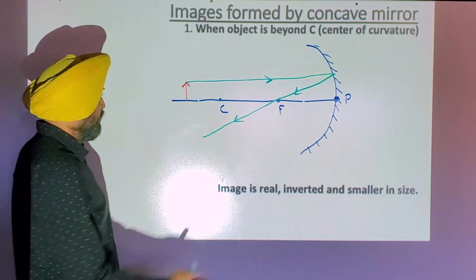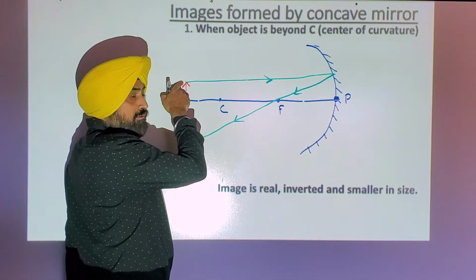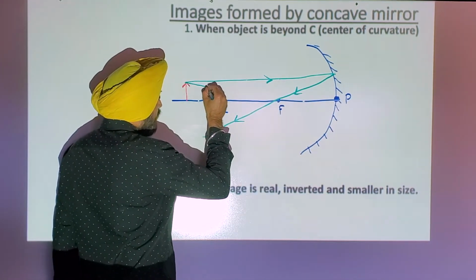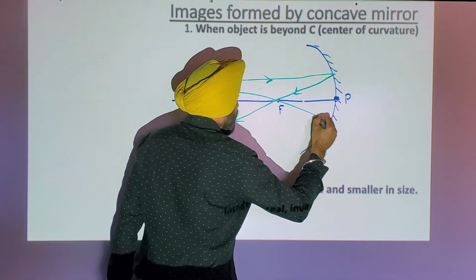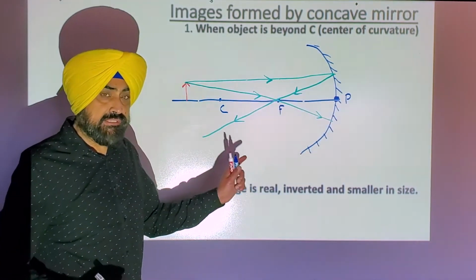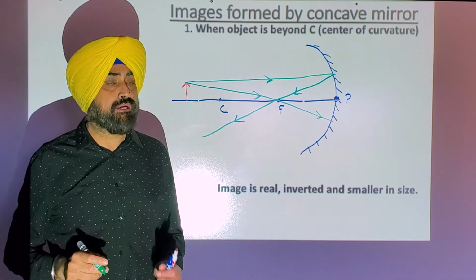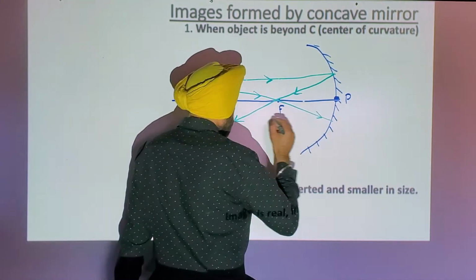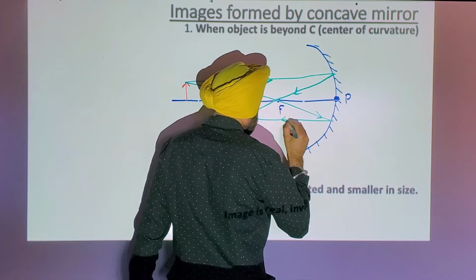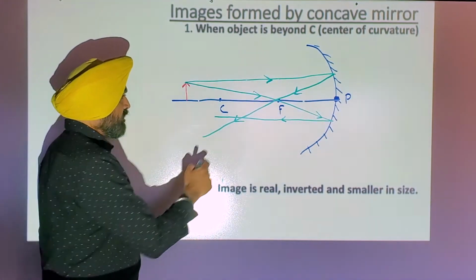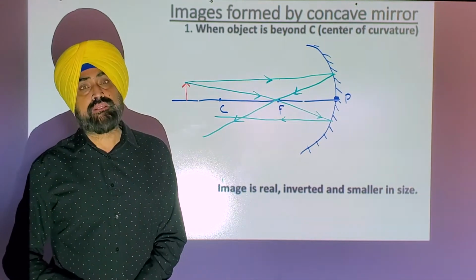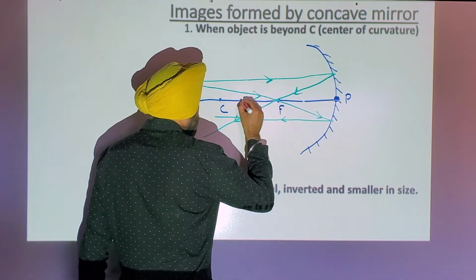Second line, again from the top of the object, passing through the focal point. So draw a line which passes through the focal point. And after reflection, this ray will go parallel to the principal axis. Now where these two reflected rays meet, the image will be formed. So image will be formed here.